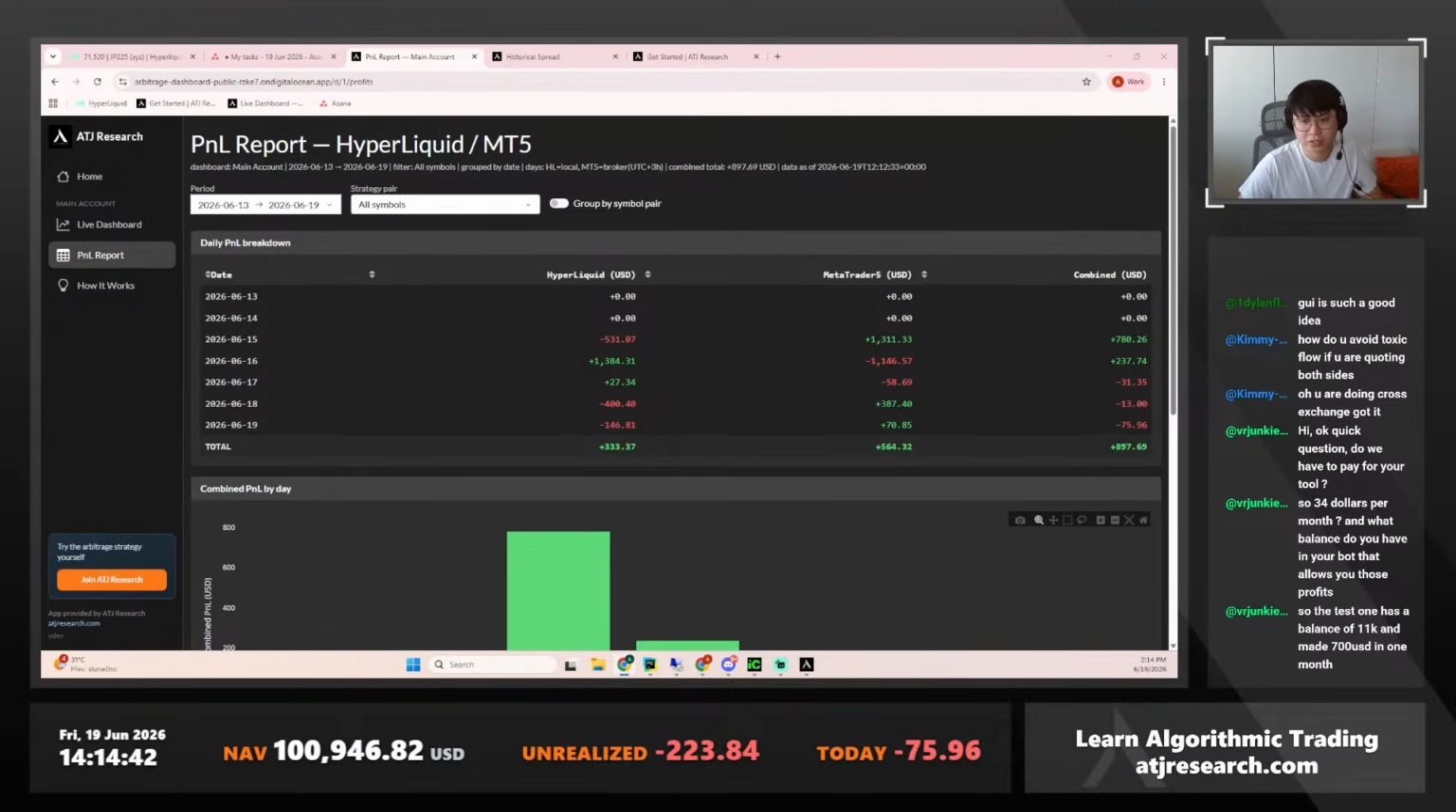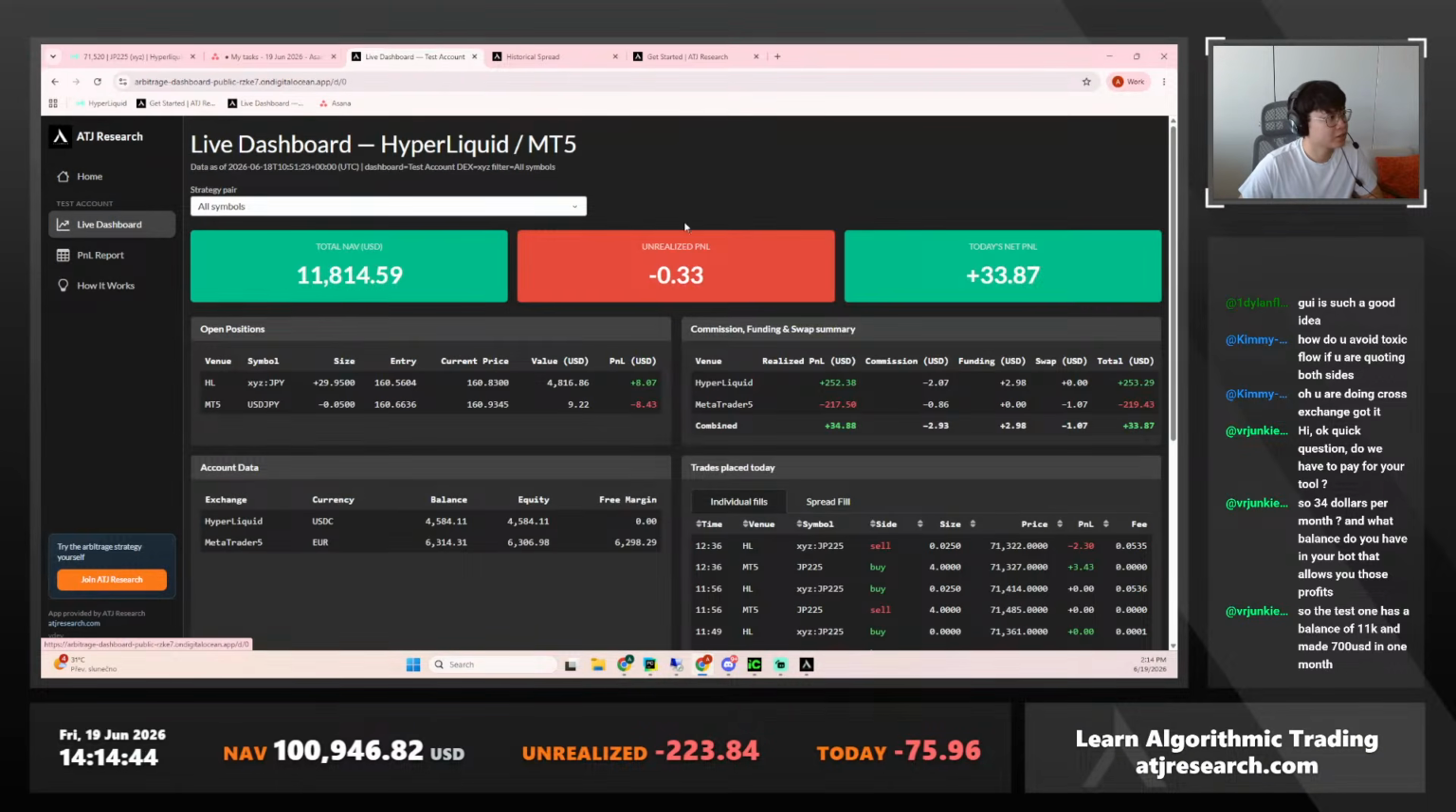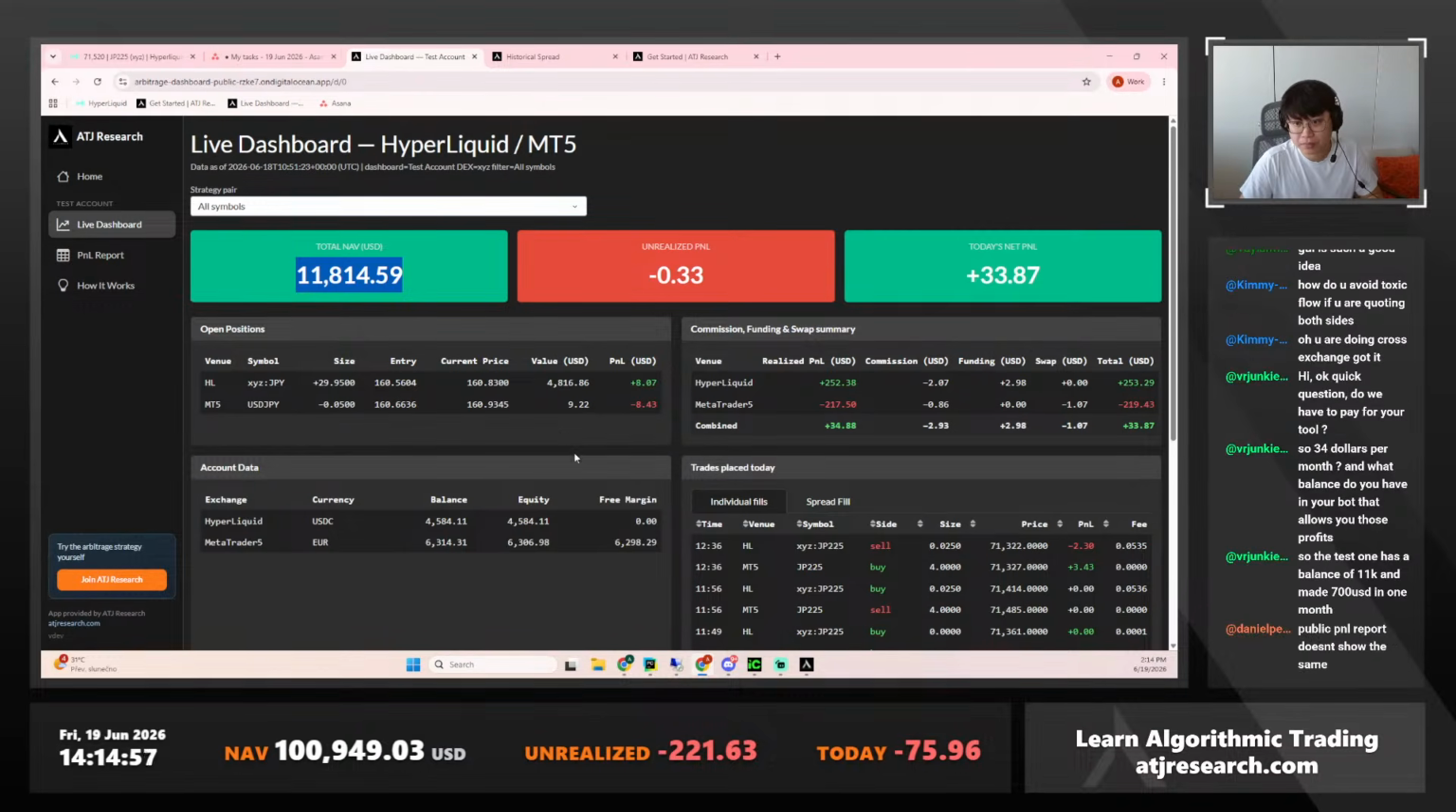Yes, correct. Right now the test account has a balance of 11,800, and after 1 month we made roughly $700. But of course, the performance does not have to reflect the next month or next period. So I can't guarantee that you will have the same results next month. But these are the current results so far.